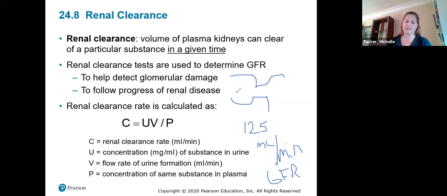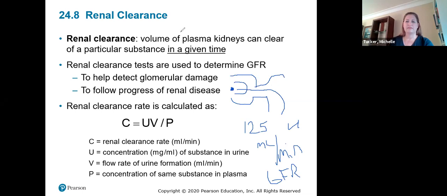If you put a substance into the blood, the first one we're going to talk about is inulin. Inulin is not produced by our bodies. It's a plant polysaccharide, but it is filtered at 100%. So it is not secreted, it's not reabsorbed. We put it into the blood, it goes into the filtrate, it goes through the tubule system, and then we measure it in the urine.